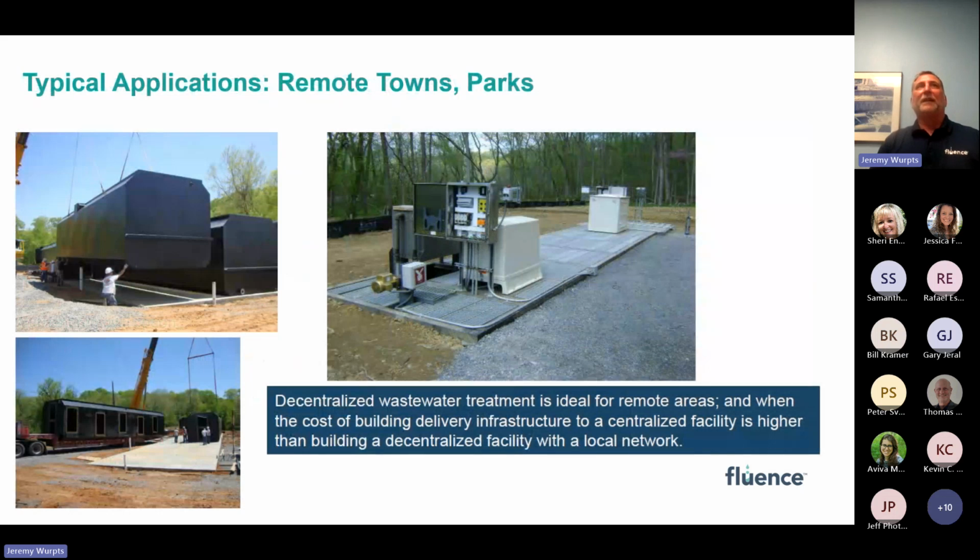And one of our typical applications is remote towns and parks. A lot of Fluence's equipment is specialized in the decentralized wastewater treatment or service area, where in remote areas we don't have necessarily access to the infrastructure. These systems are good for providing cost-effective systems without having to build a really big network to connect to a larger collection system. So in here you can see some examples of some tanks being placed, and then also an underground example in a park in a remote area.